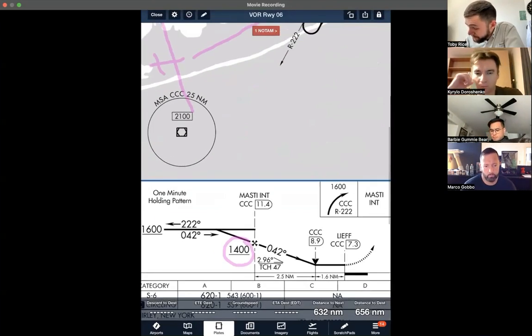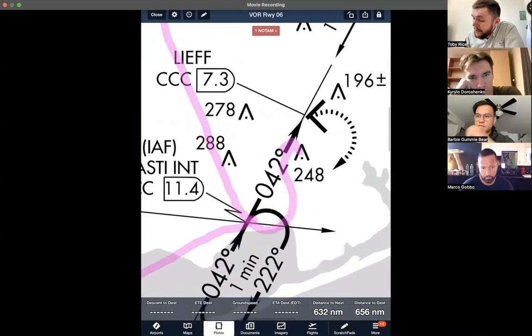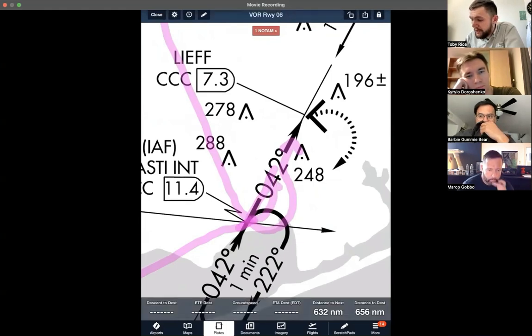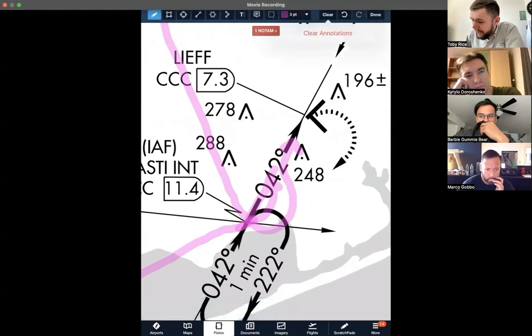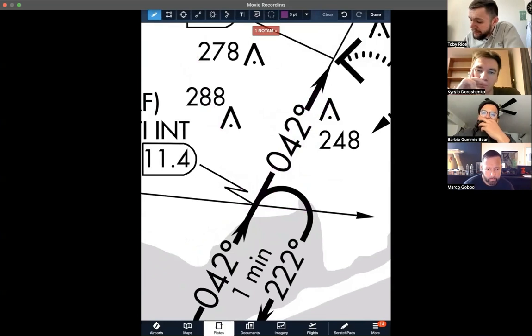You're probably not in a position to immediately hit Masti and then turn to join. You're probably going to have to go past it slightly again and then join, just because you're not navigating on a radial. And remember this, I clear it out. Which keeps me on this radial?